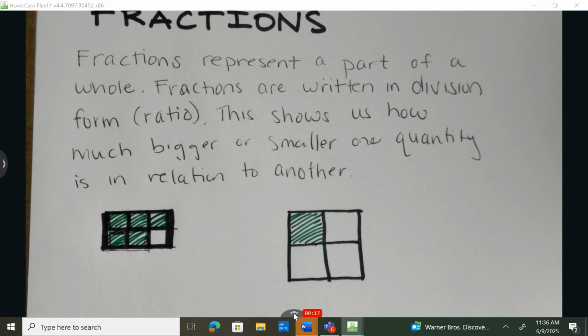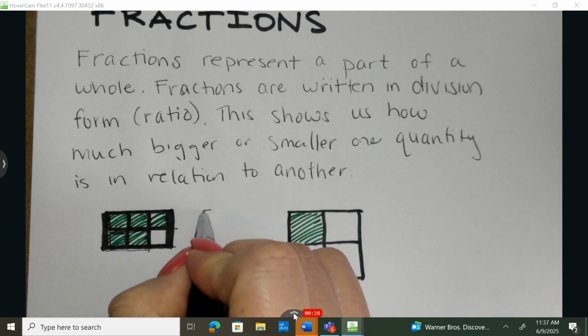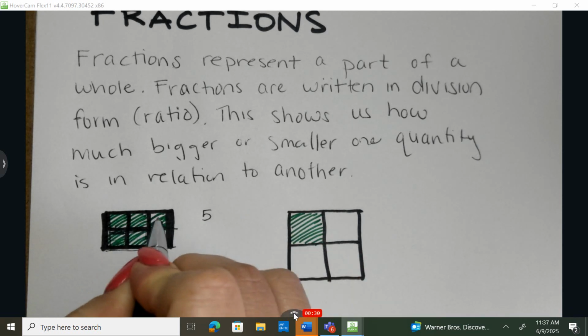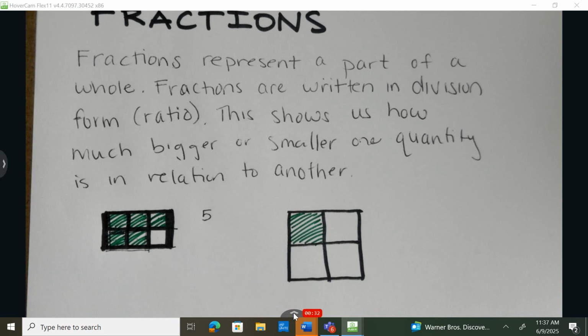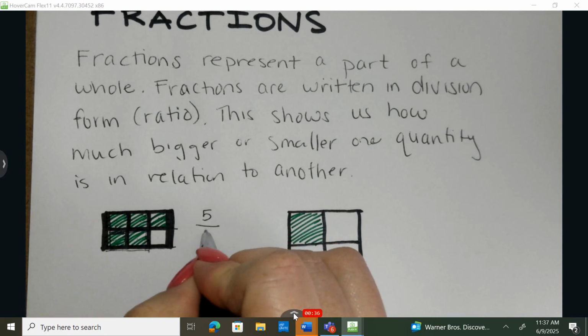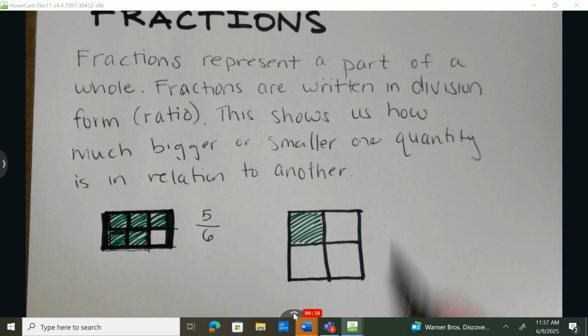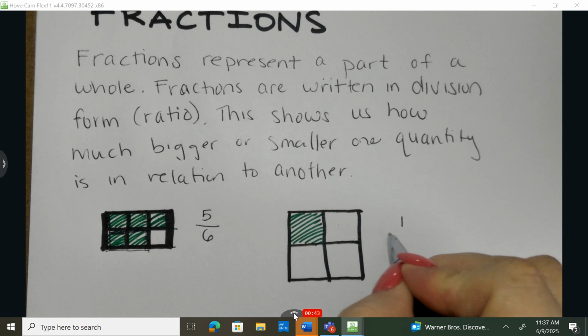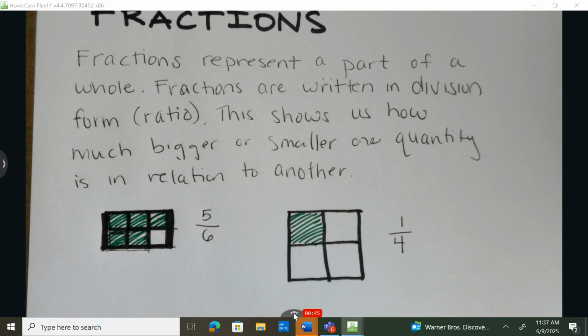When I look at the two figures below, if I was asked to create a ratio that describes the colored region to the whole, I would count and I could see we had 5, and let's assume these are all equal in size. We have 5 regions that are shaded green and 6 in all. To the right, if these were all equal in size, we have 1 shaded in green and 4 in all. Most students do pretty well with that.